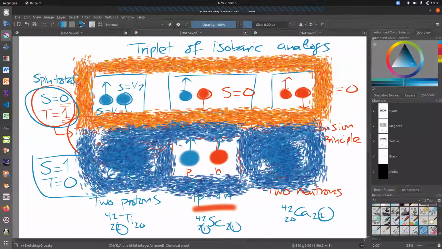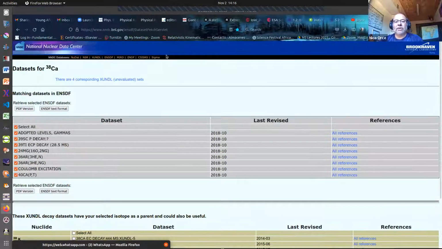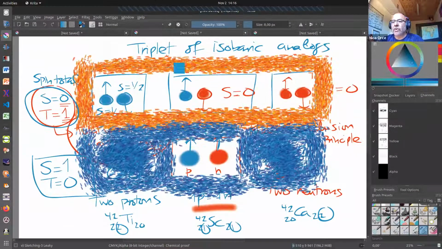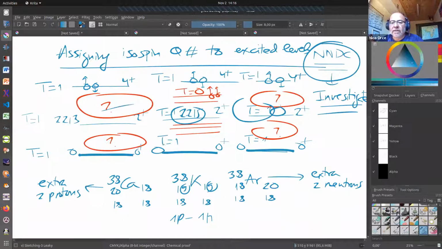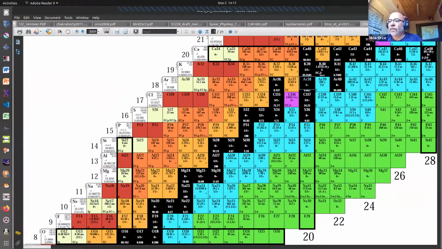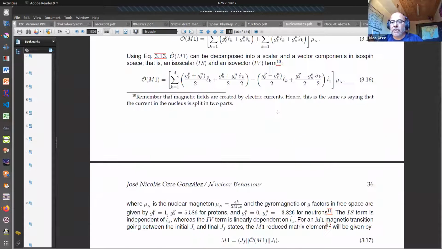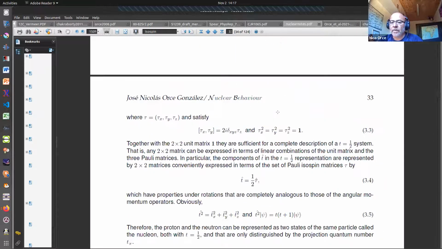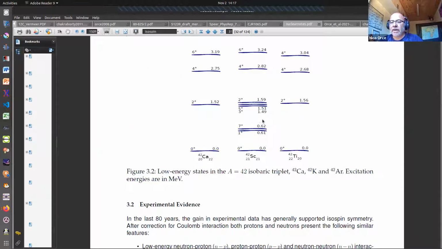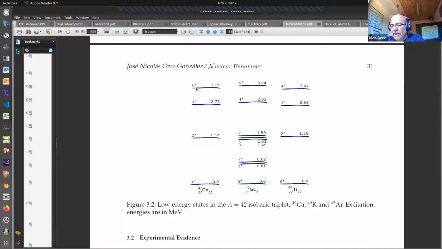Can I go to the NNDC? Yeah, you can go to the NNDC and check it out. This is what you're going to do, actually. That's the exercise. You go to the NNDC and investigate yourself. Show me this picture here for a different triplet. I show you this triplet, so I want you to go to the NNDC, take your time, investigate, and assign. These are all T equal one, T equal one, T equal one. I want you to assign isospin quantum numbers to all these levels, right?